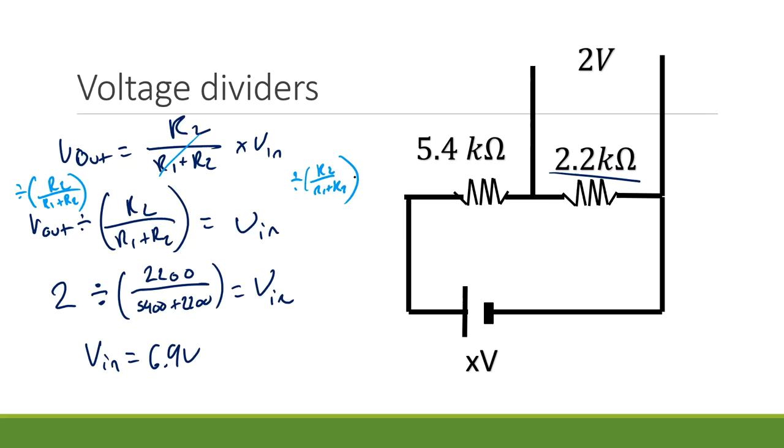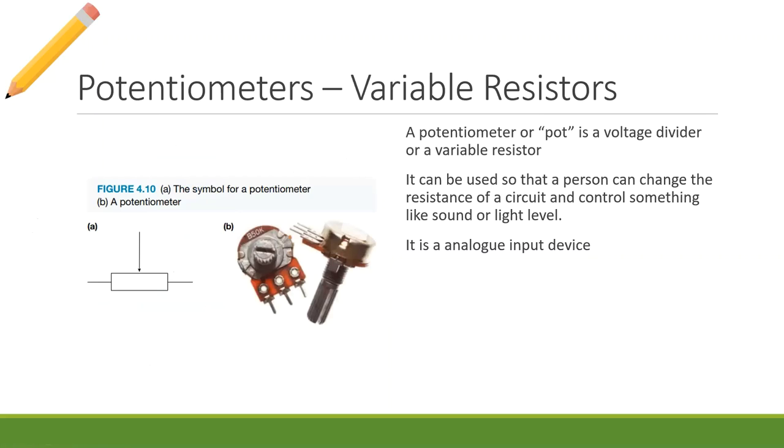So that's what a voltage divider is. You can actually compress a voltage divider into a small unit. We would call that a variable resistor. Now, a variable resistor is sometimes known as a potentiometer. It's a voltage divider, but plugged into a small device. It has this symbol.